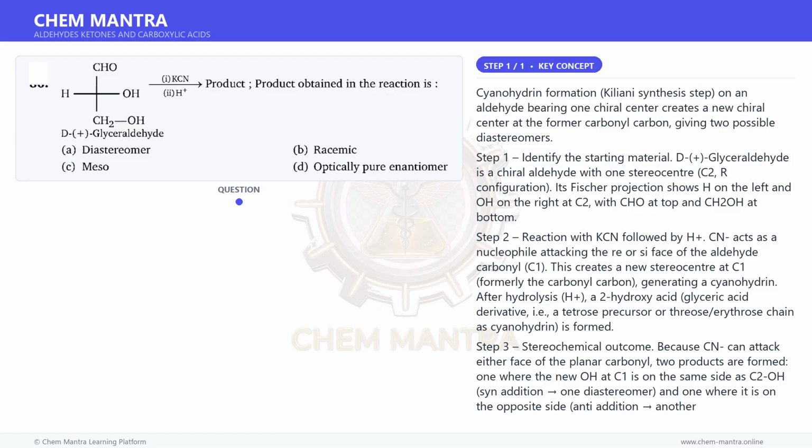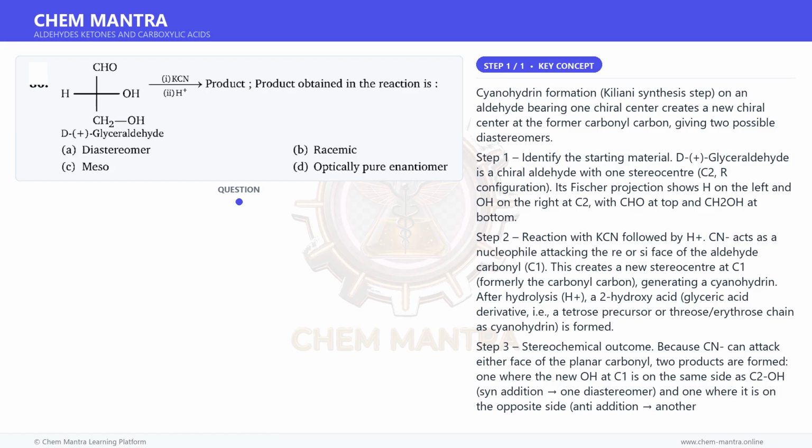Step 2. Reaction with KCN followed by H+. CN⁻ acts as a nucleophile attacking the Re or Si face of the aldehyde carbonyl, C1. This creates a new stereocenter at C1, formerly the carbonyl carbon, generating a cyanohydrin. After hydrolysis, H+, a 2-hydroxy acid, a glyceric acid derivative, i.e., a tetrose precursor or threose/erythrose chain as cyanohydrin, is formed.